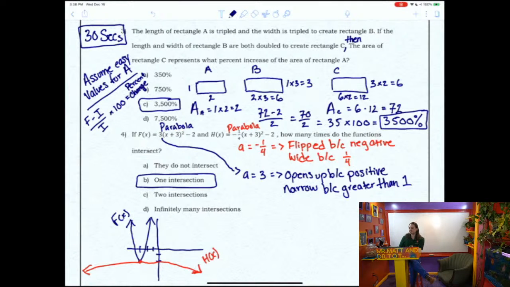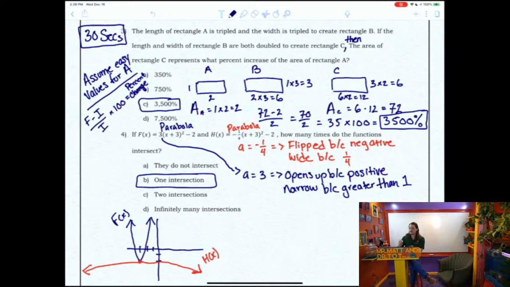72 minus 2 is 70. 70 divided by 2 is 35, but remember that's a decimal answer, so we need to multiply it by 100 to convert it into a percentage. 35 times 100 is 3,500, so the percentage increase in area from rectangle A to rectangle B is 3,500%, and that's answer selection C. For number 4, now we have 2 parabolas rather than 1 parabola and a line.